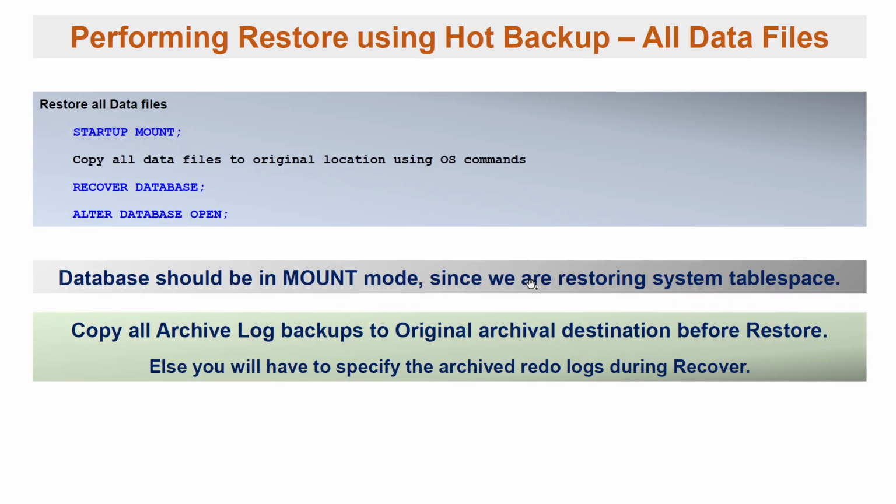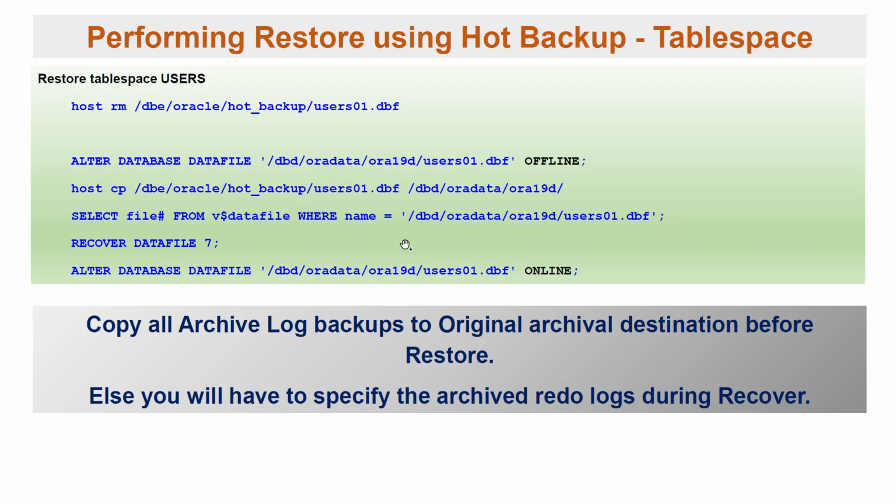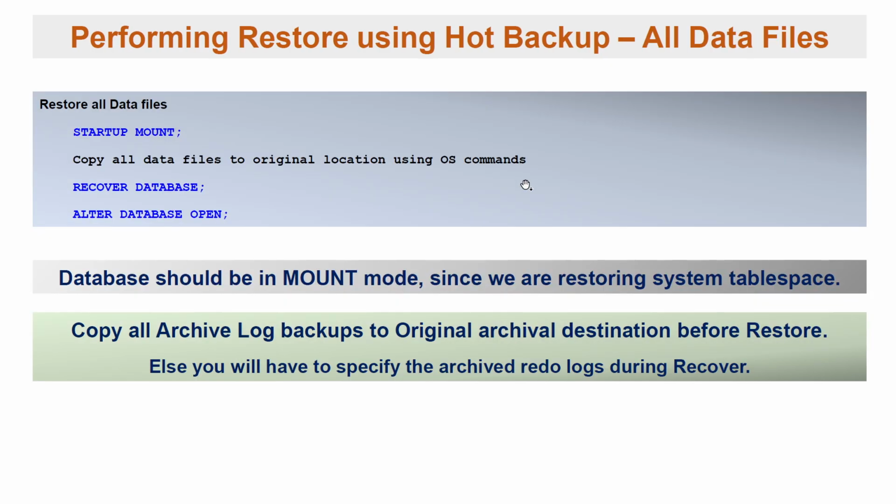Now let's understand, if all the data files are lost, then we have to start our database in the mount mode. The previous restore we can do when the database is in the read-write mode; we don't have to place it in the mount mode, since the instance is completely open. But if all the data files are lost, or if you want to restore a system table space, then you have to start your database in the mount mode. Then we will copy all the data files to the original location using the operating system command. Then we'll say recover database, and then alter database open. Remember, if critical table spaces such as the system table space are lost, then our database should be in the mount mode.